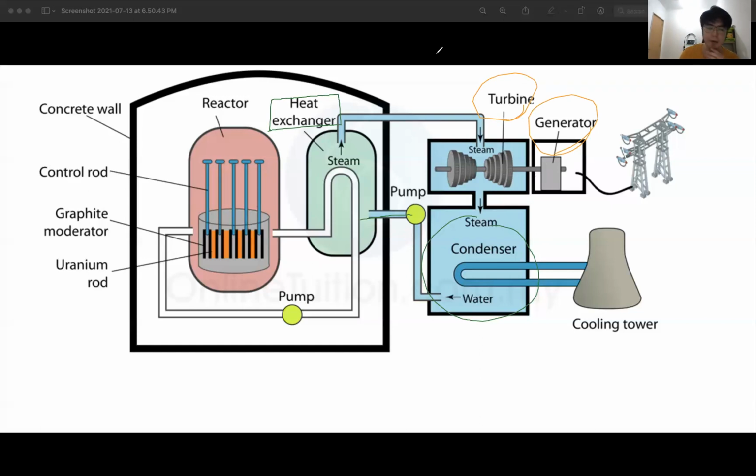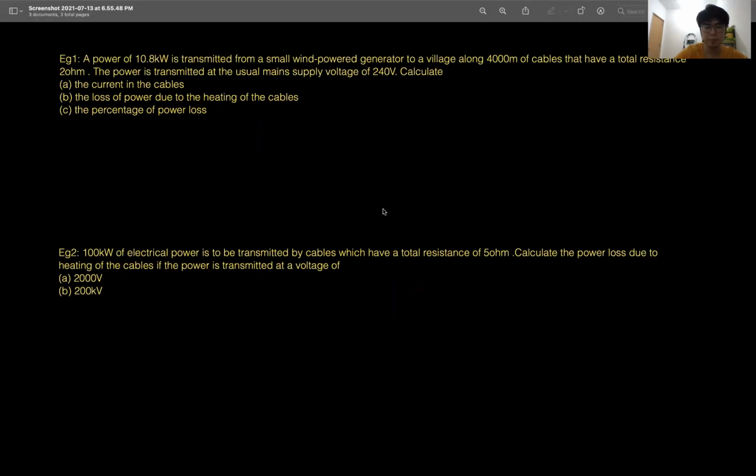Okay, now we look at the power transmission calculation. Here, let me go back to the slides. Two examples before I give you exercises. Okay, example 1.